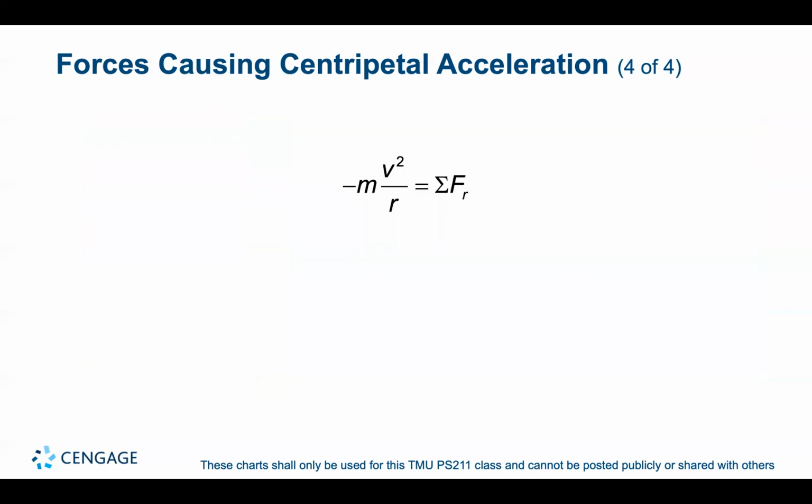Newton's law for uniform circular motion can be written as a vector equation where the F sub r are the radial forces acting on mass m. Positive means the force is away from the center of the circle, and negative means the force is towards the center of the circle. Centripetal or center-seeking forces have negative radial components, whereas centrifugal or center-fleeing forces have positive radial components.